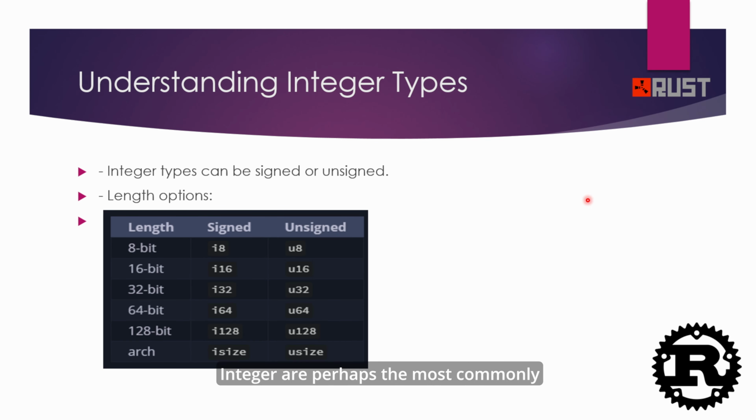Integers are perhaps the most commonly used scalar types. Rust supports both signed and unsigned integers. This means signed integers can store positive and negative numbers, while unsigned integers can only store positive ones. Rust gives you flexibility in integer size, ranging from 8-bit to 128-bit, and even architecture dependent sizes like isize and usize. We will dive deeper into practicing integer types in upcoming videos.